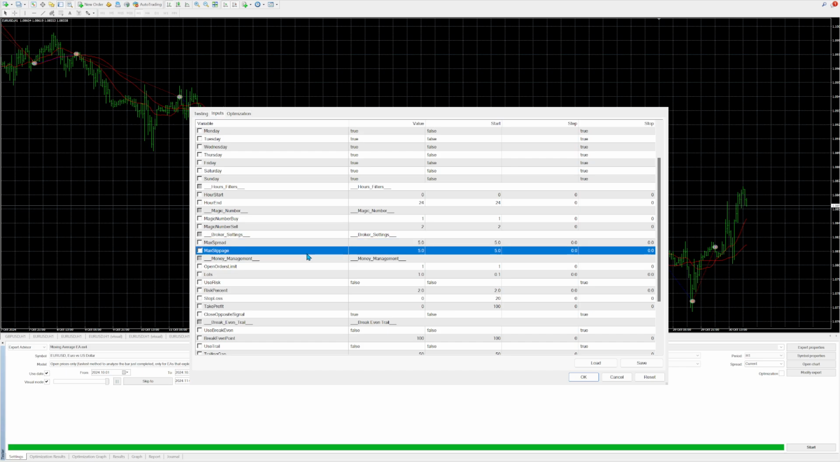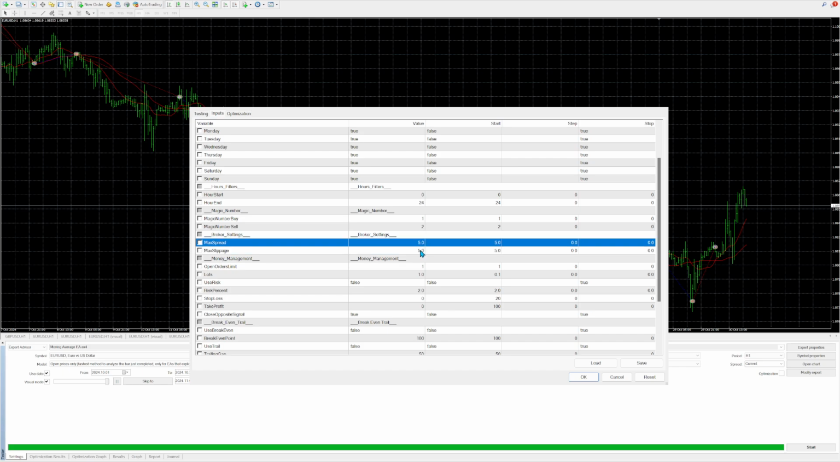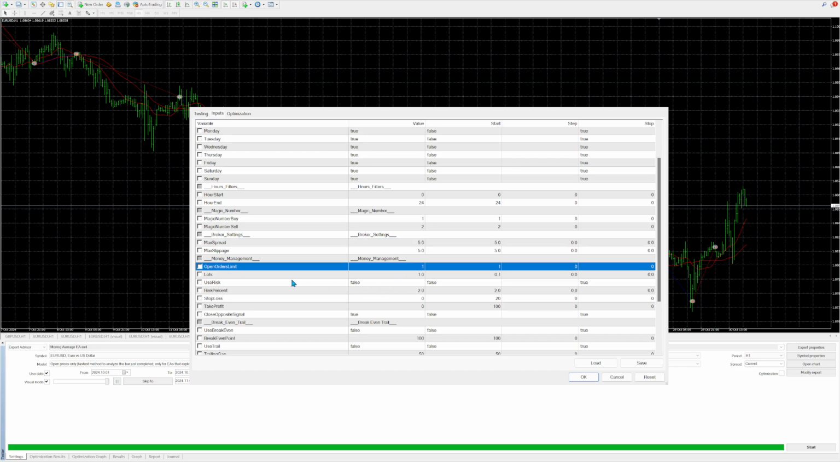Okay, we have the maximum spread and maximum slippage settings. This basically means that the EA will avoid trading if the spread or slippage is above these values, which is set to 5 pips by default. Okay, and for the money management, we can set an open orders limit, set to 1 by default, which means that the EA can have a maximum of 1 buy trade open and or 1 sell trade open at any time.